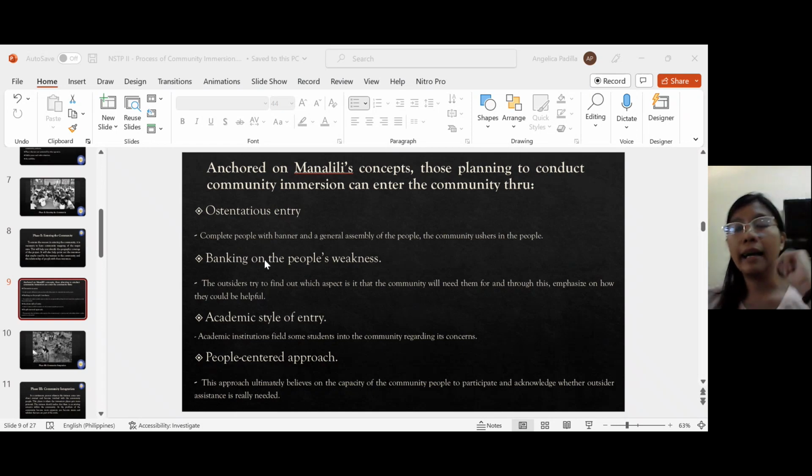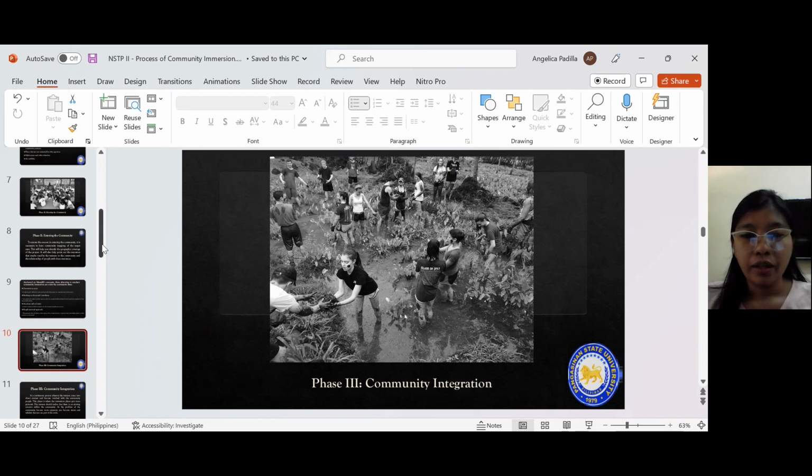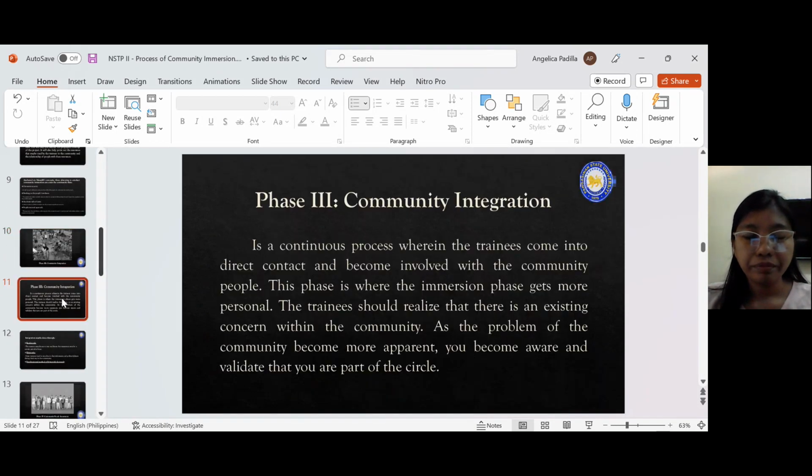I-identify natin kung ano yung pangangailangan nila, and from that, we can also identify the group of people who is going to receive our assistance, our service. Okay, ito na, phase 3, community integration.